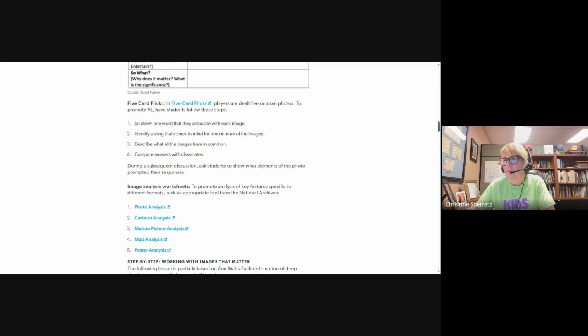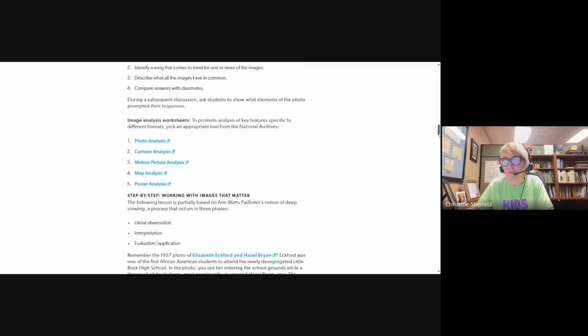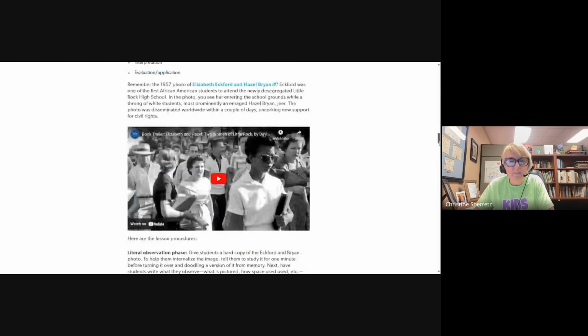And here are all different kinds of little activities. You can do a photo analysis, a cartoon analysis, a motion picture analysis, a map analysis, and a poster analysis. All of these are things that you need to visually analyze, because we are just inundated with visual representations, and we need to know how to interpret those. And it talks about you have a literal interpretation, but you also have where you have to use an evaluative interpretation.